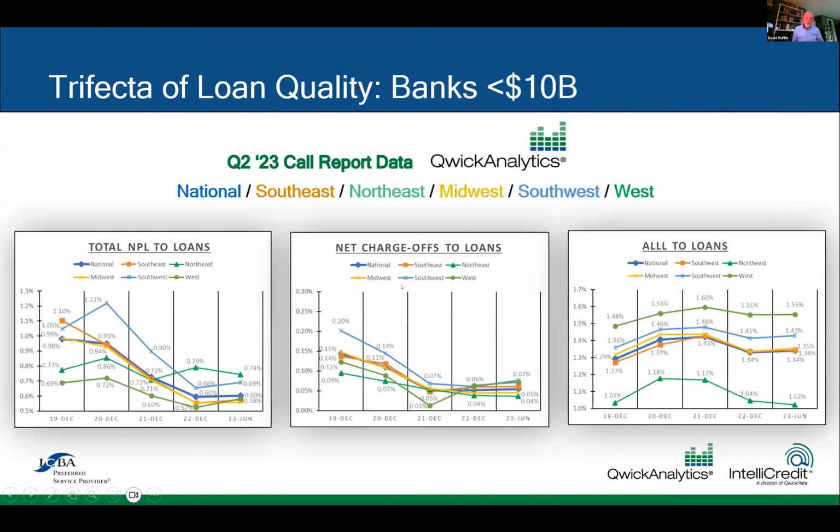So what we're starting with here, again, we basically divided the country into 5 regions, generally with states. These, again, are under $10 billion in assets. The national numbers are in the blue line. The NPLs to loans, which is the non-performing loans, the only issue there seems to be a little bit of an uptick in the Northeast, at least relatively speaking, on a comparative basis.